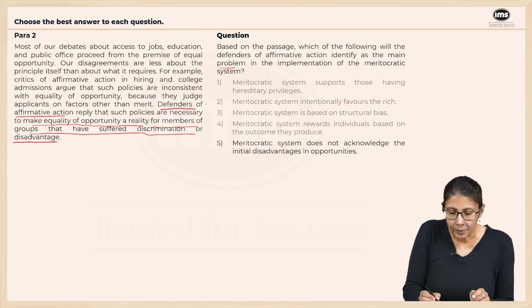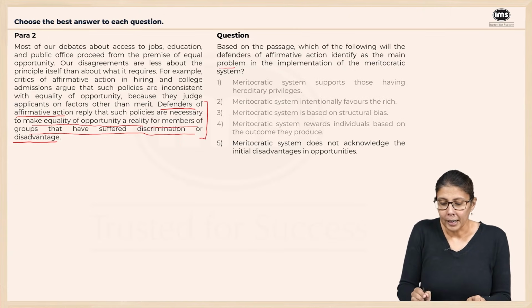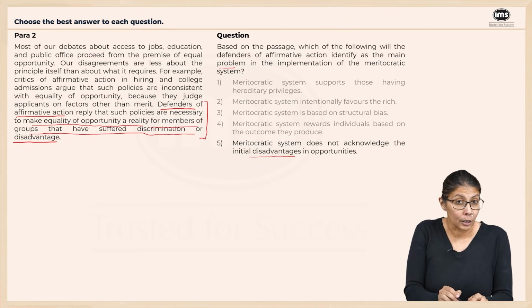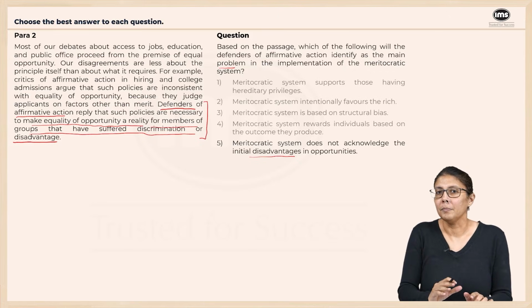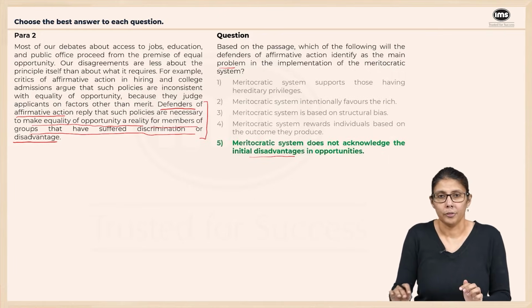Option 5 is what we derive from here. Meritocratic system does not acknowledge the initial disadvantages. So when we say that we want to make equality of opportunity a reality, it means it is not a reality. Why is it not a reality? Because certain people are disadvantaged and therefore option 5 is the correct choice.